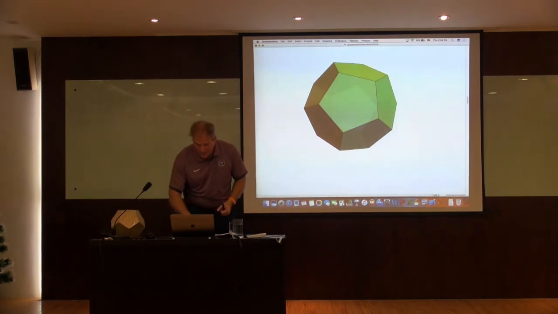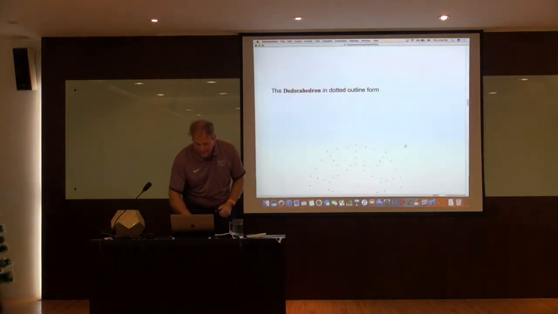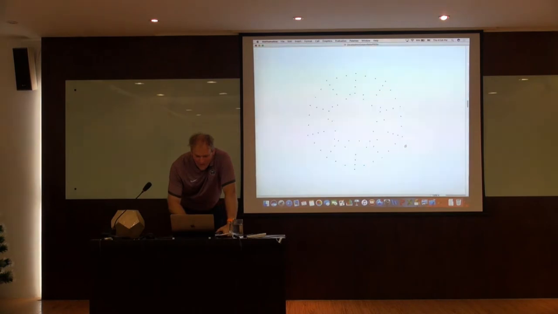So what I did next, this is in the outline form. I don't know if this is really helpful for this presentation, but you can kind of see if I rotate it. Watch when I rotate it. Can you see the dodecahedron? Where those dots are is where I'm going to connect the lines in a minute. It's kind of cool, right? You can see it spatially, it's moving around.